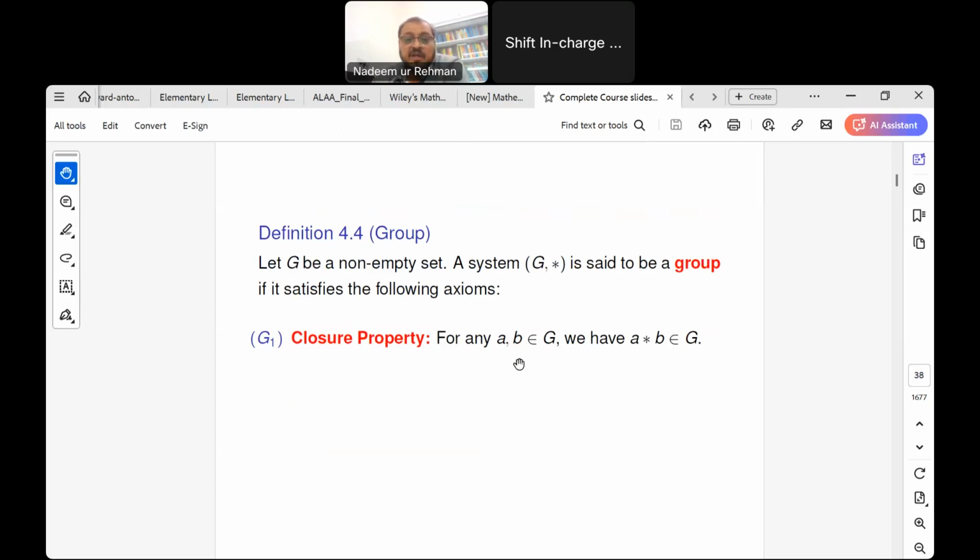First, the closure property: for A, B belonging to G, we have A star B is a member of G. The associativity condition must also hold: A star B star C is equal to A star B, and then star C.